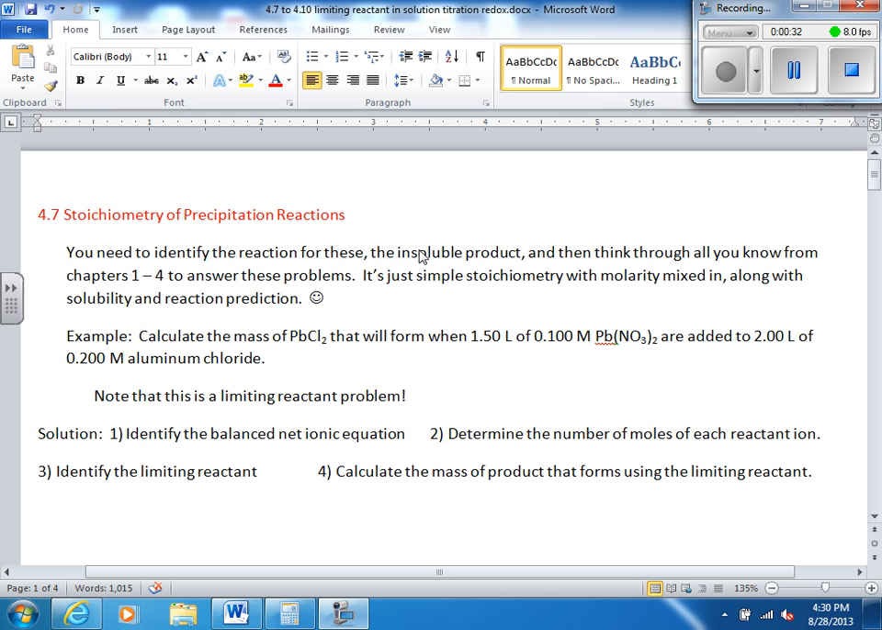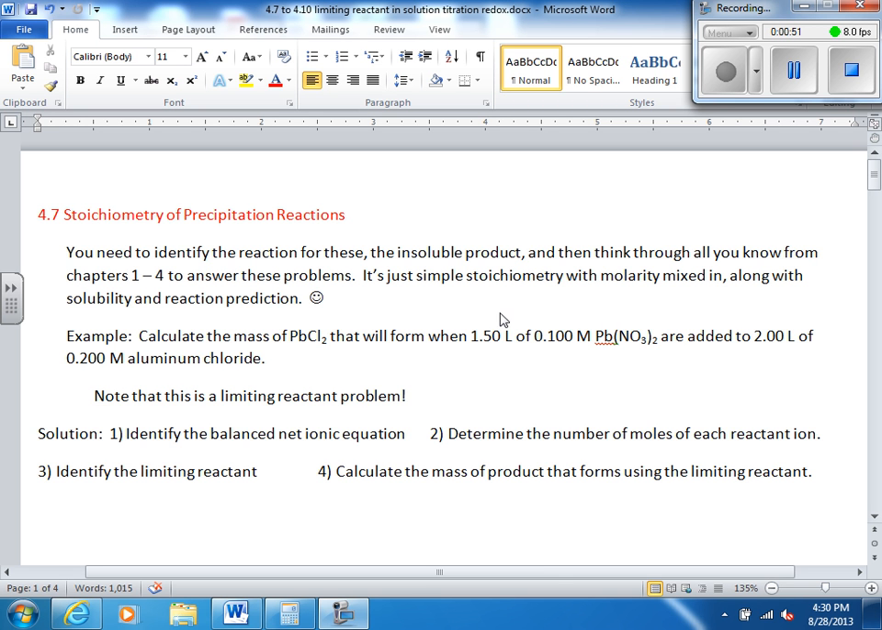All right, so when you have a problem like this, you have to identify the actual reaction, what is insoluble, using your solubility rules, and use everything you know about stoichiometry. We're also going to use molarity. Okay, so here's an example problem. We want to find out how much lead 2 chloride will form when we mix these two solutions.